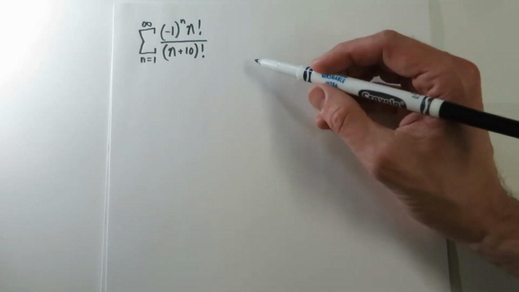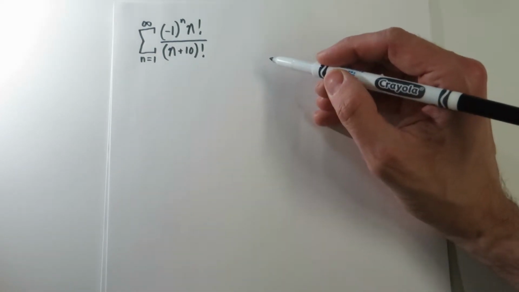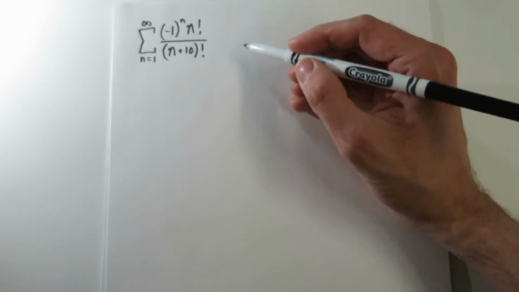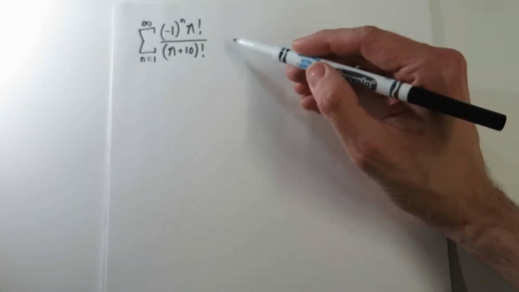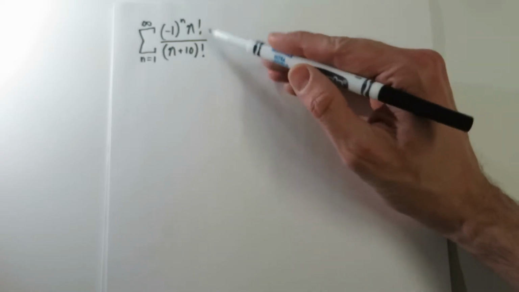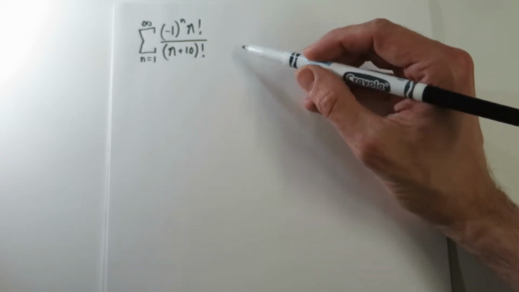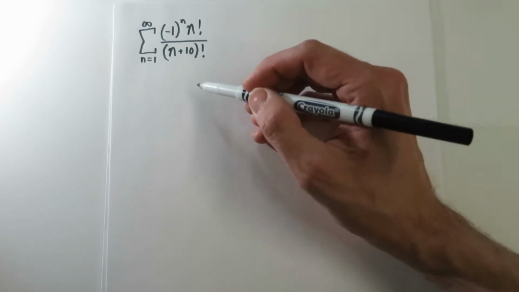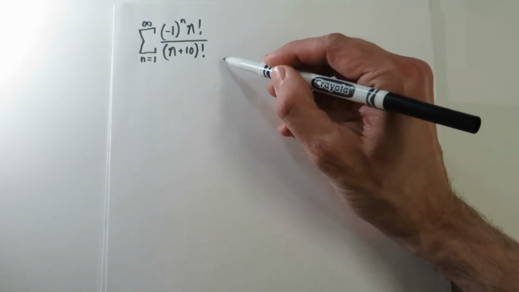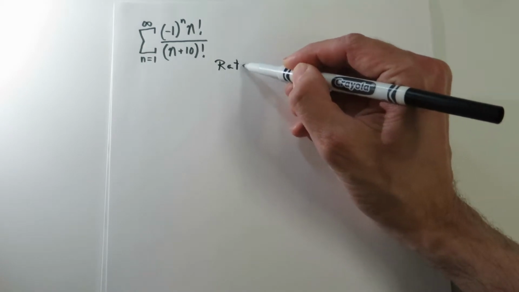So if you try some other tests initially, for example, you might be thinking, oh, well, it has some factorials in here. Let's just try the ratio test and see if we can get rid of these factorials. But what you get if you try the ratio test, let's see, this is what we would get if we tried the ratio test.